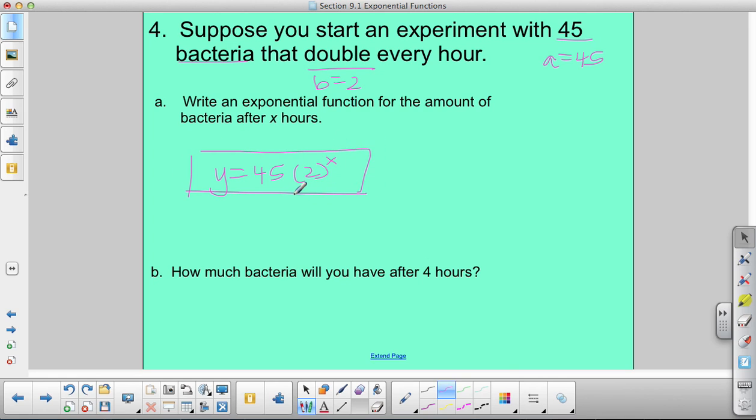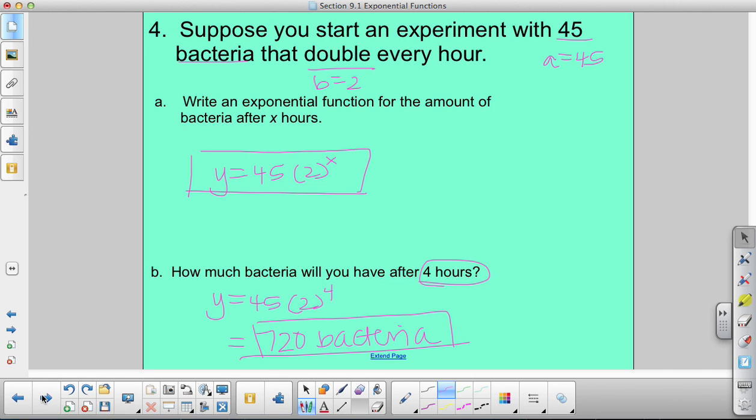Y is equal to my A, 45, times 2 to the X. There is my equation. And part B, how many bacteria will you have after 4 hours? All you're going to do is plug in, sorry, not 2, you're going to plug in 4 for X. Type that in on your calculator like we did on the previous problem, and you will get that it is 720 bacteria. I would encourage you to check that you can type it in on your calculator and get the same answer as me.